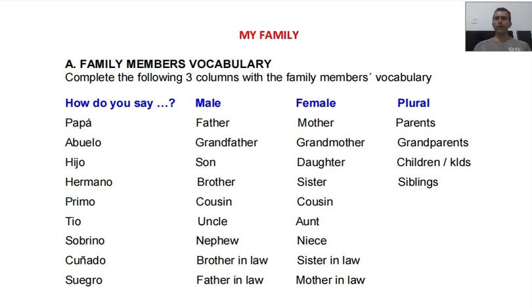So, at first, right here, we have the first activity, which is family members vocabulary. As you can see right here, we have 4 different columns. So I'm giving you the first one, which is the column in Spanish, and the idea is or was to complete number 2, 3, and 4.